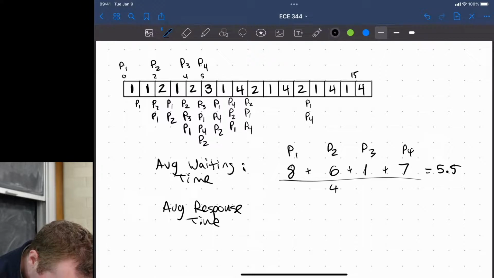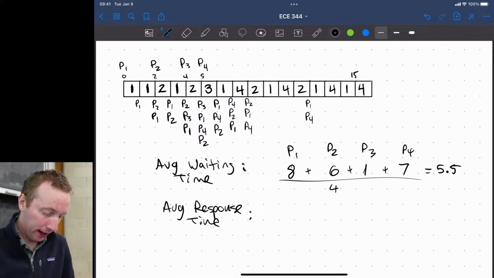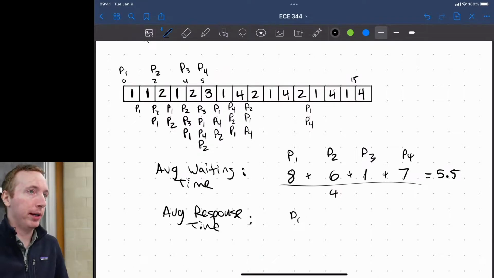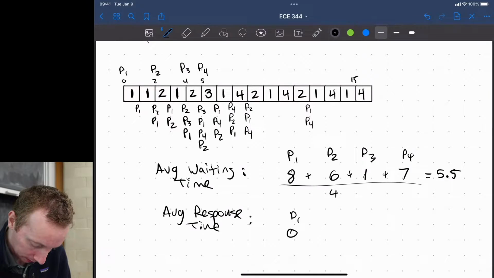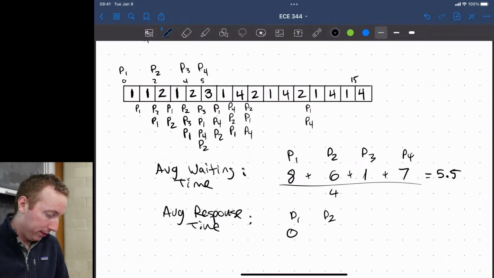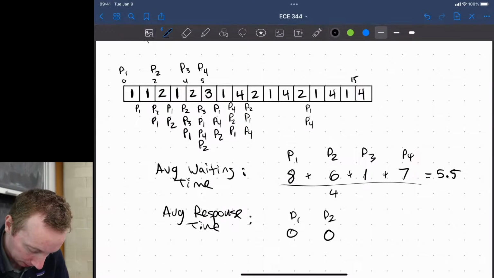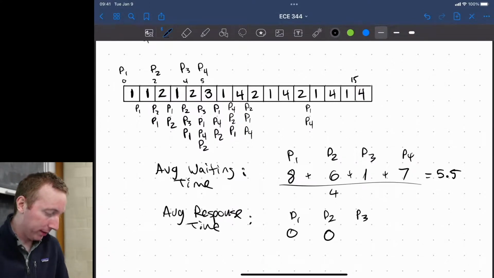So next, average response time. So what's our average response time now? How long did P1 wait till it started executing? 0. Process 2, also 0. It arrived at t equals 2. It started executing immediately, so that's cool. What about process 3?